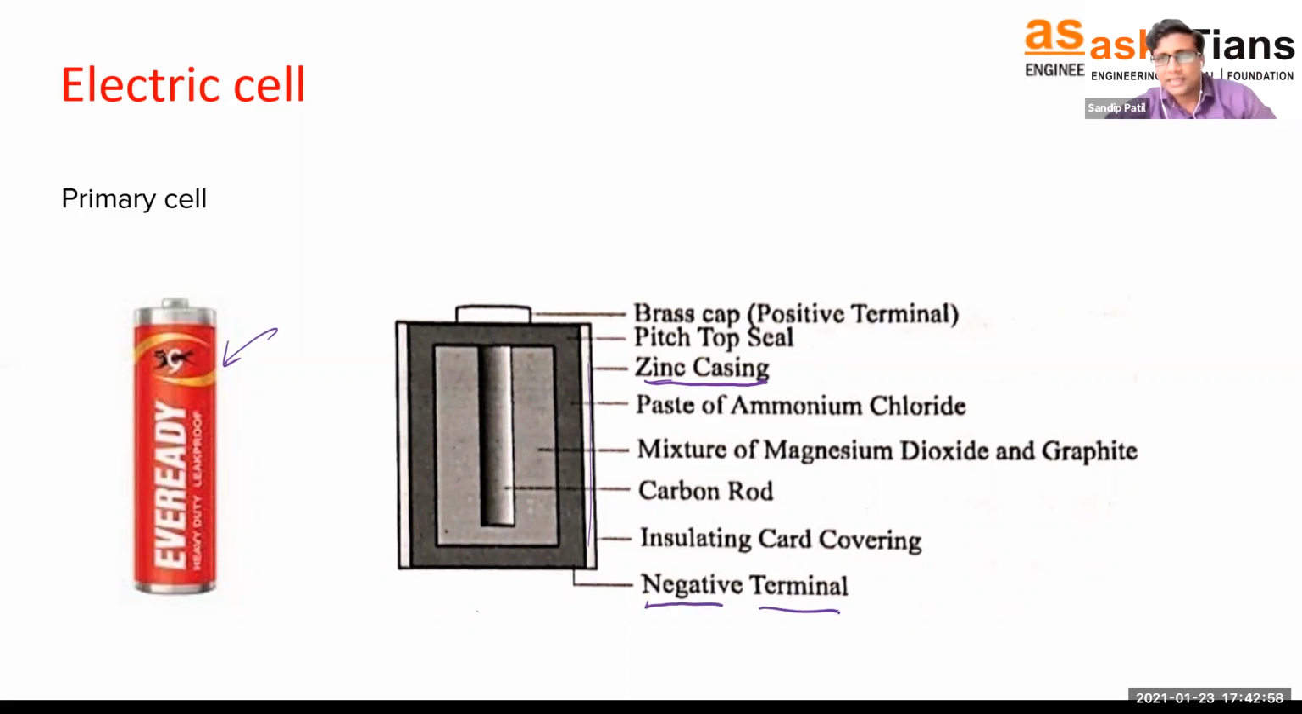We know that a cell has a positive as well as a negative terminal. Now this outer body is going to act as the negative terminal. And who is the positive terminal? This black colored rod you will find in it. It is actually carbon material, a carbon rod. That carbon rod is going to act as the positive terminal, right? Then obviously an insulating card covering is there. When you start opening that cell, this metal part will come up very easily, and that is actually the insulating card covering.